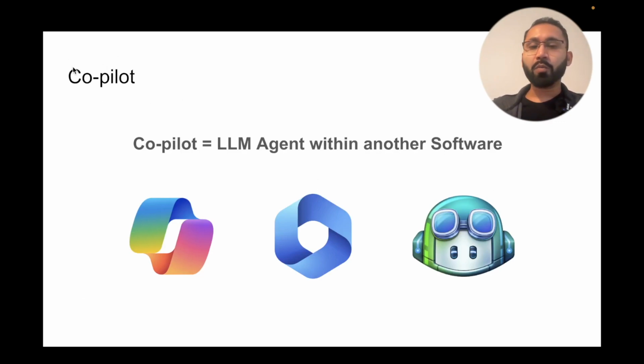The term copilot has become very popular now. A copilot really is just an LLM agent within another software. Right now we've got Windows Copilot, Microsoft 365 Copilot, and GitHub Copilot, and I think more on the way. It's just an LLM agent. Think of it as ChatGPT, but it knows what's in your Word document, it knows what's in your code, it just has more context to work with. It's just another bit of terminology, don't get confused by it.